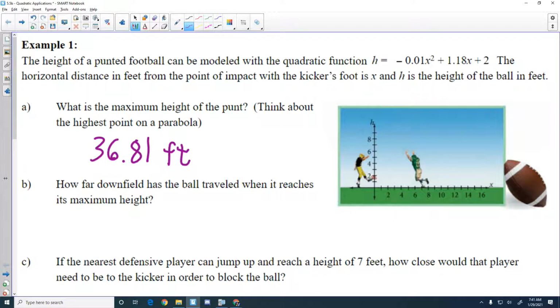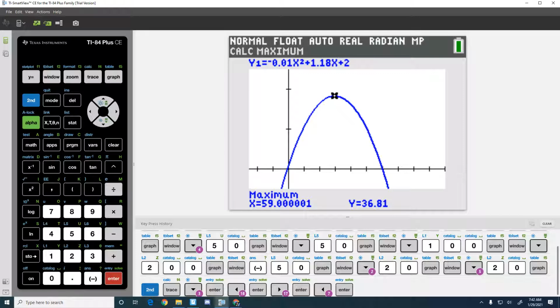All right, the next one is actually kind of related to this. It says how far down the field, okay, so how far away horizontally from the punter did the ball travel when it reached this maximum height? Well, do I need to recalculate something to answer this part of the question, or do I already have that value? You already have it. Sure do. So how far down the field did this ball travel? Yeah, it's that 59. So on that x coordinate, that refers to how far down the field the ball traveled when it hit that maximum height.